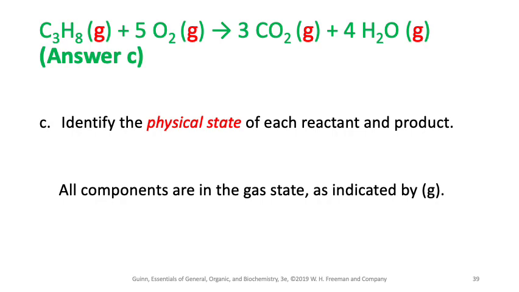Now the third problem was asking to identify the physical state of each product and reactant. Every time we see a small g written, that means all the products and reactants are in the gas phase, or gas state, right? So this is how you normally get the physical state of the reactant as well as the product.